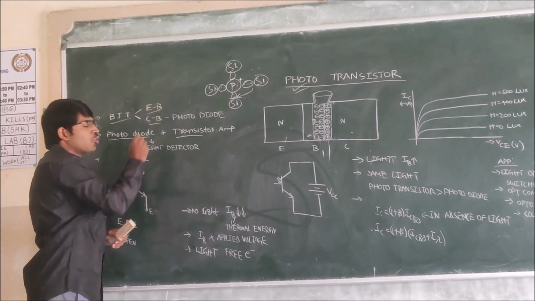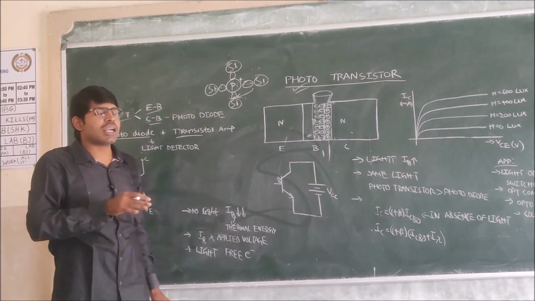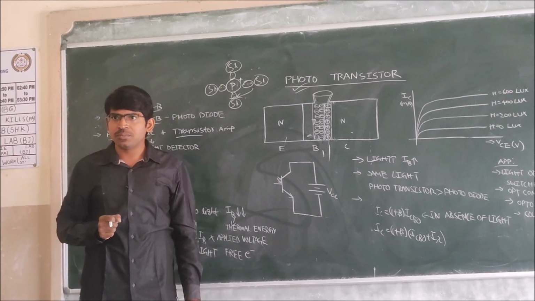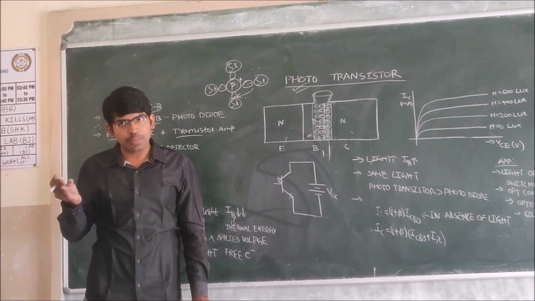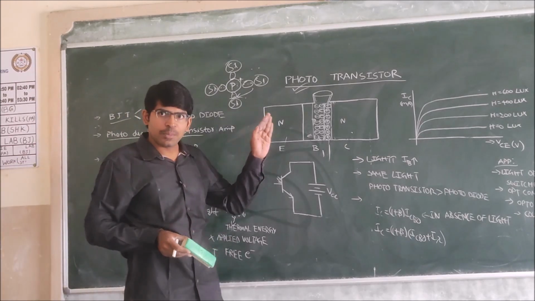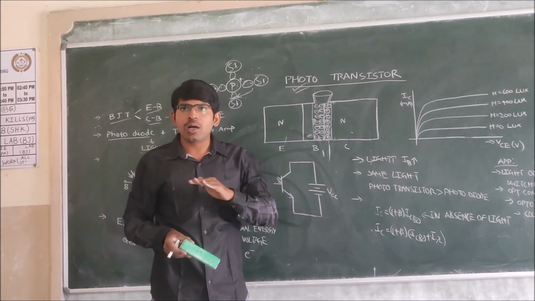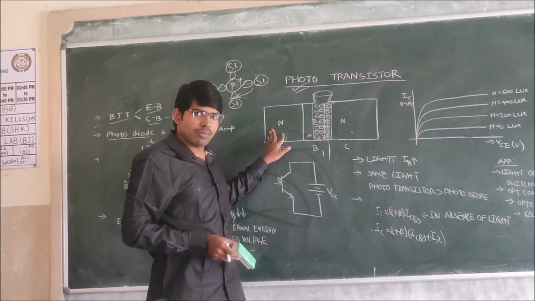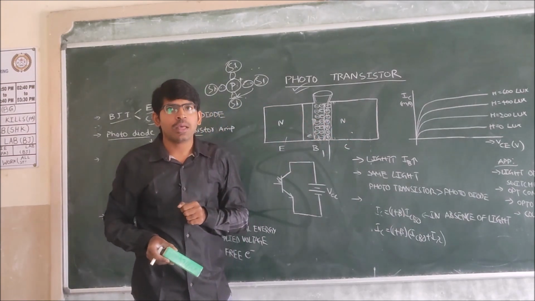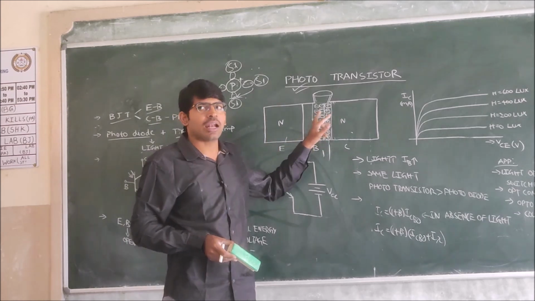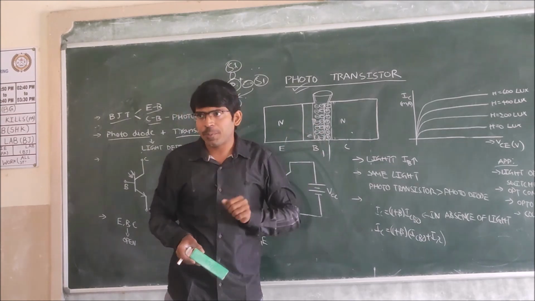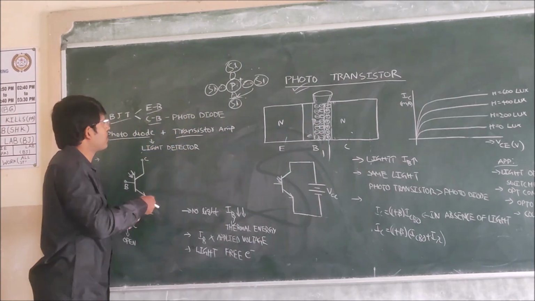So here the phototransistor is constructed like a normal BJT only, bipolar junction transistor. So it has three terminals, emitter, base and collector, and the regions also like normal BJT only. The doping is also done. The emitter is heavily doped, base is lightly doped, and collector is moderately doped. And the area of the width also, for collector it is more and base it is less and emitter it is moderate. These concepts are same.